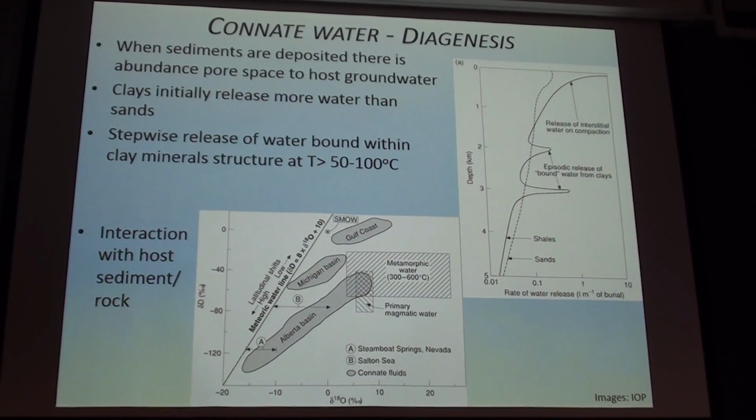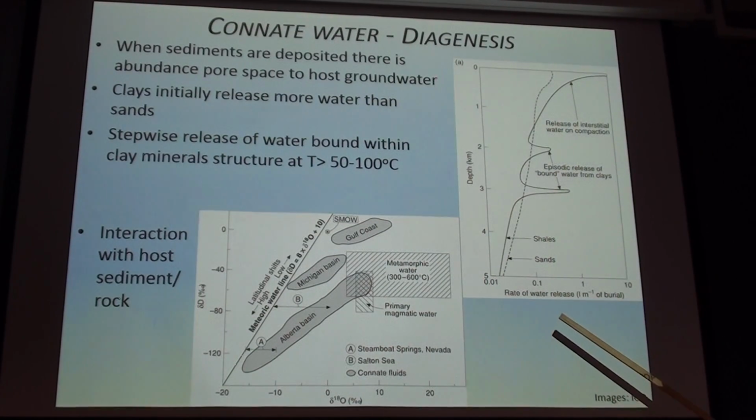Starting with connate waters, as I mentioned, sediments are usually deposited underwater, in lakes or in the sea. So there is a lot of water available in the interstitial spaces between the sedimentary particles. And as we deposit more and more material on top of these sediments, the pressure increases and we start to squeeze out water.